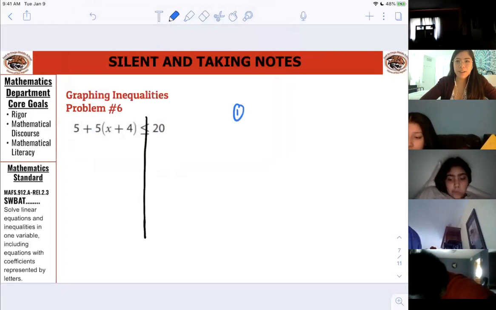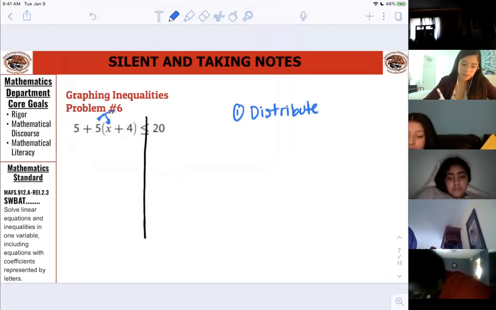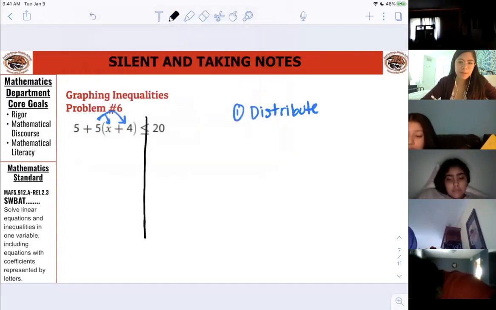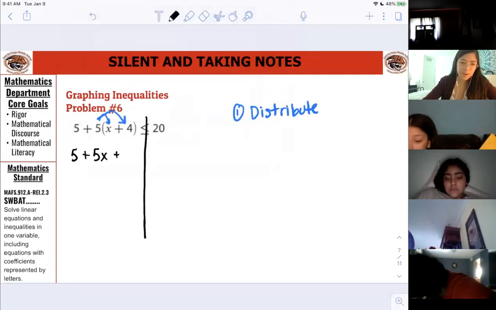What's my step 1 going to be? I heard parentheses. Good. Distribute. Does anything happen to that first 5? Nope. 5x, it just stays. Now I can go ahead and multiply. So 5 times x, 5x. 5 times 4? 20. Good. Everything else stays the same.